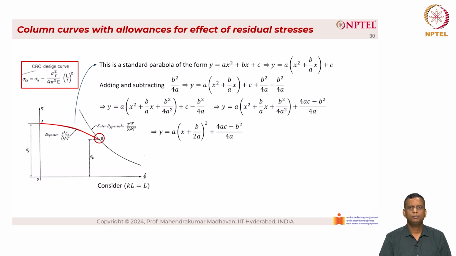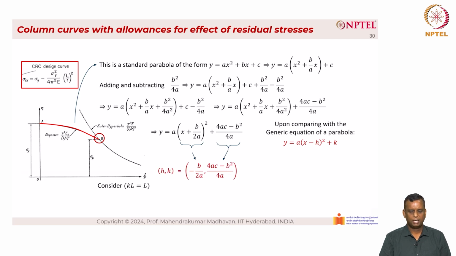The first term here inside the brackets can be represented as (x + b/2a) the whole square. So the equation becomes y = a(x + b/2a)² + (4ac − b²)/4a. Upon comparing with the general equation of parabola, which is y = a(x − h)² + k, now we have two terms h, k, which is the vertex given as (−b/2a, (4ac − b²)/4a).